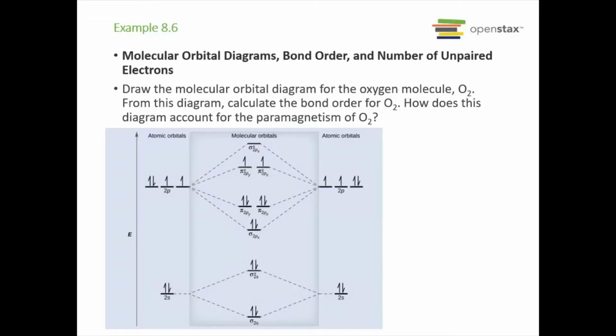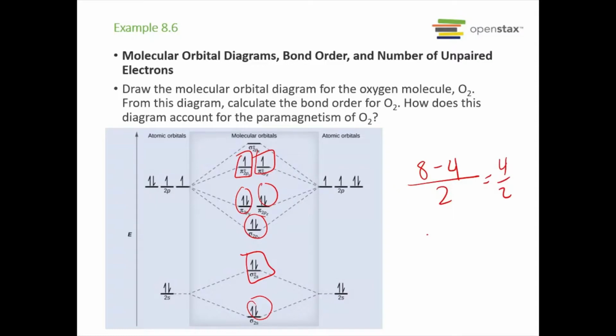To figure out the bond order, we need to take the number of bonding electrons. Looking at this, we have 2, 4, 6, 8 bonding electrons. And our anti-bonding electrons, in the anti-bonding orbitals, are 2, 3, 4, divided by 2. That gives us 4 over 2, which gives us a bond order of 2.